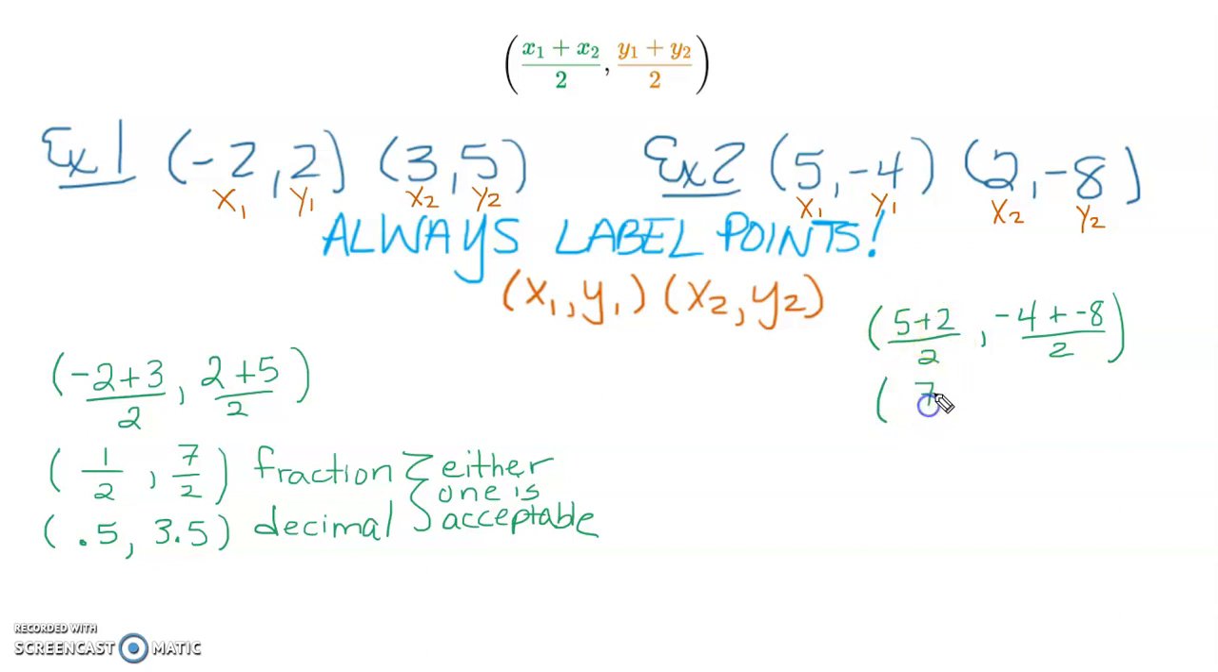5 plus 2 is 7, so 7 over 2. -4 plus -8 is -12 over 2. And I do need to simplify that further. The 7/2 doesn't simplify, so I can leave that 7/2. But -12 divided by 2 is -6. So this would be the fractional answer. I can change the 7/2 to 3.5. The decimal representation, the -6 would stay -6.